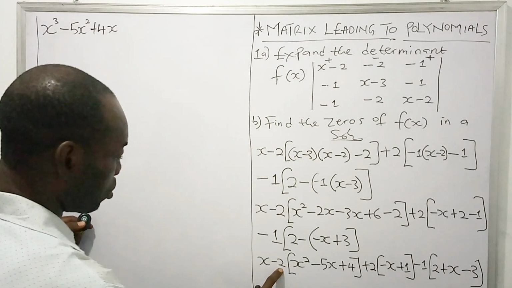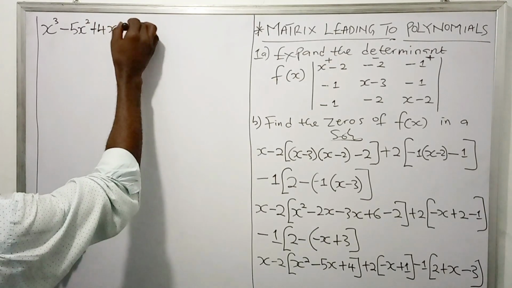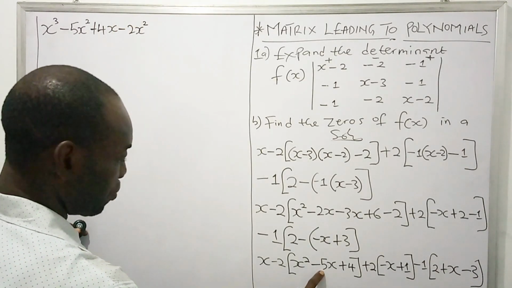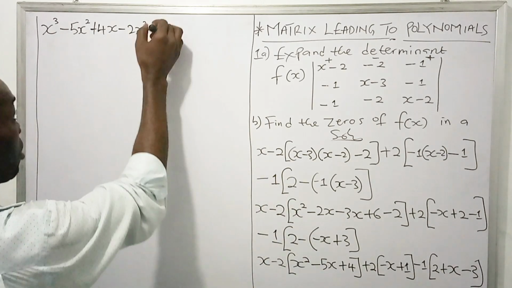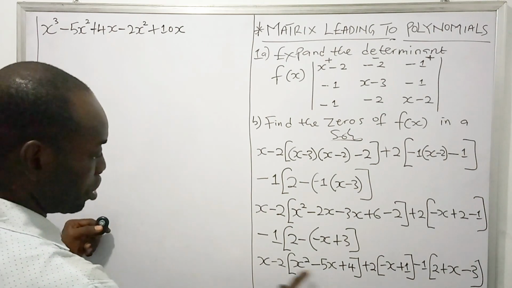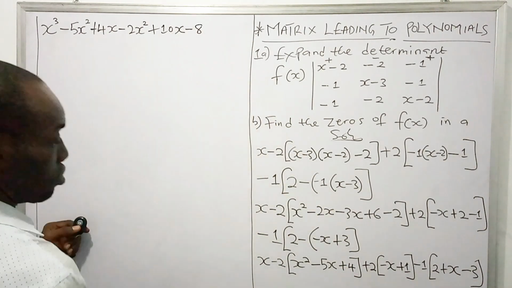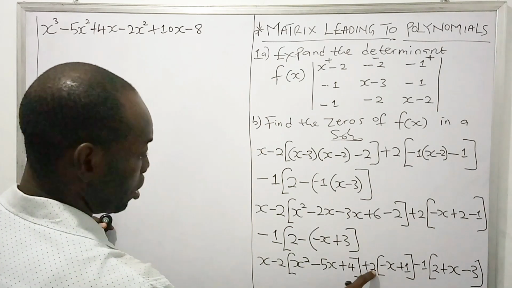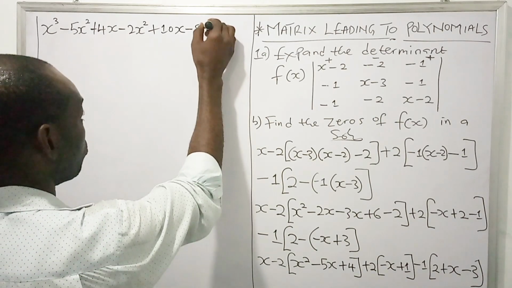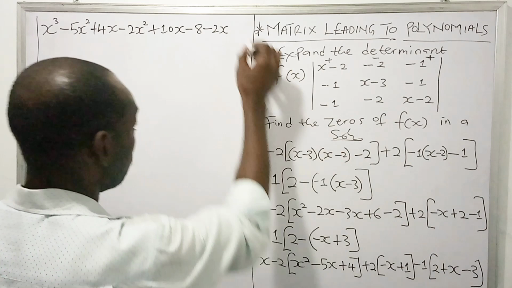Then we go back to the 2 now, using the 2. Minus 2 times this will give us minus 2s squared. Minus 2 times minus 5s will give us positive 10s. Then minus 2 times 4 will give us negative 8. Then we'll also continue from here. Plus 2 times minus s will give us negative 2s. Then plus 2 times plus 1 will give us positive 2.